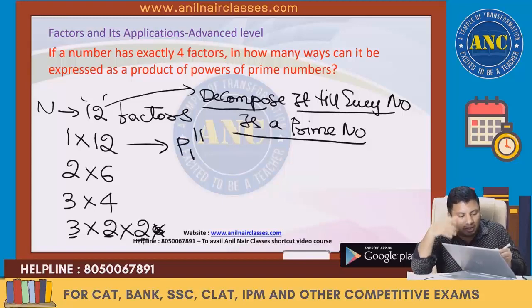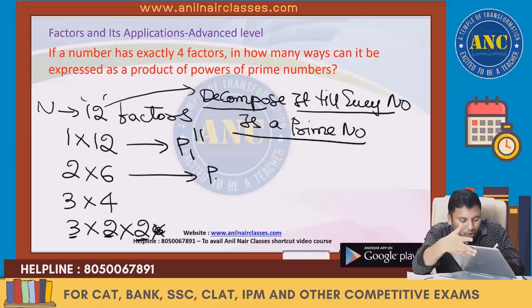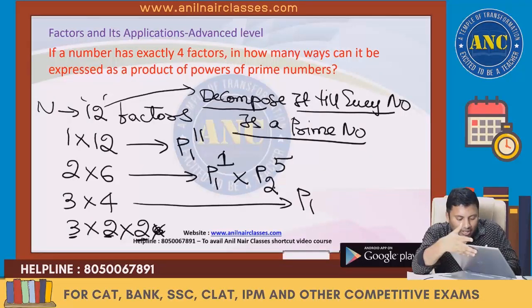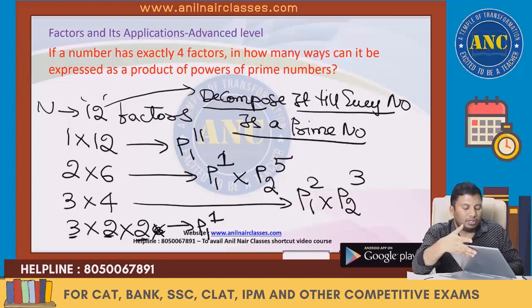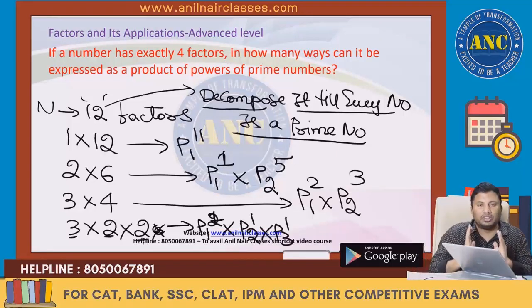Are you all with me? 2 into 6. 2 means the power will be 1. 6 means the power should be 5. 3 means the power should be 2. 4 means the power should be 3. If it is 3, the power will be 2. If it is 2, the power will be 1. If it is 3, the power will be 1. I hope this concept is clear to you.